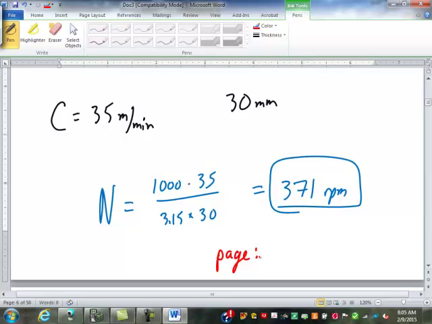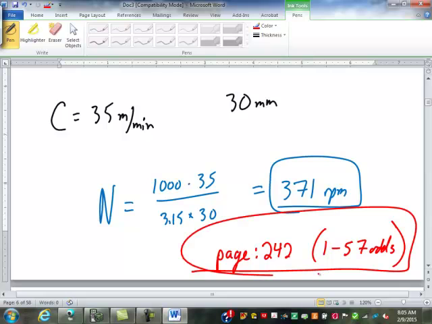In the packet I passed out, on page 242, problems 1 through 57, the odds. Deal with this stuff. This unit, by the way, is a really short unit. We'll finish up most of it this week. We'll probably have a test on it sometime early next week.